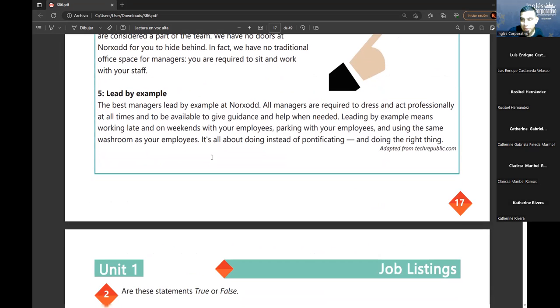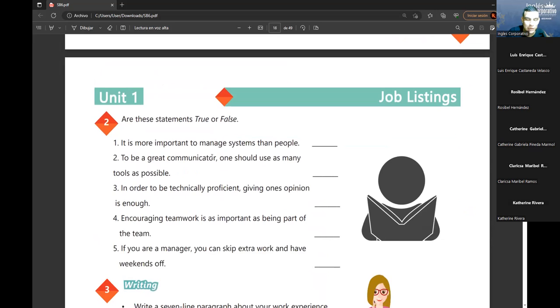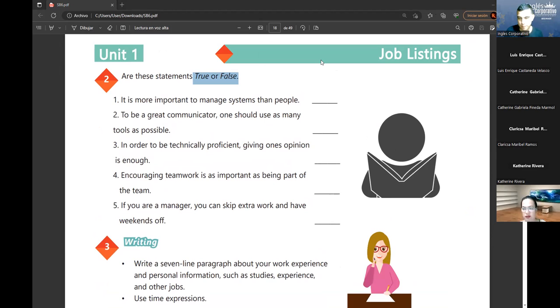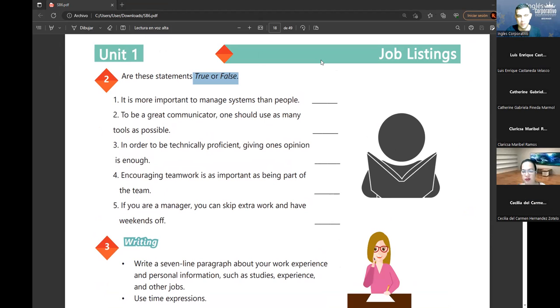Okay, now that we read the article, ahora que leímos el artículo, vamos a contestar las siguientes preguntas con verdadero o falso, true or false. Okay, here we go. Vamos a contestar el ejercicio 2, exercise number 2.